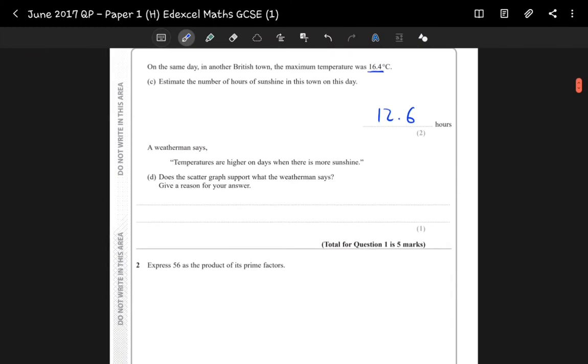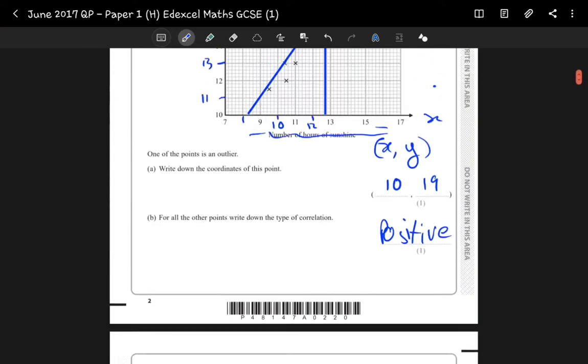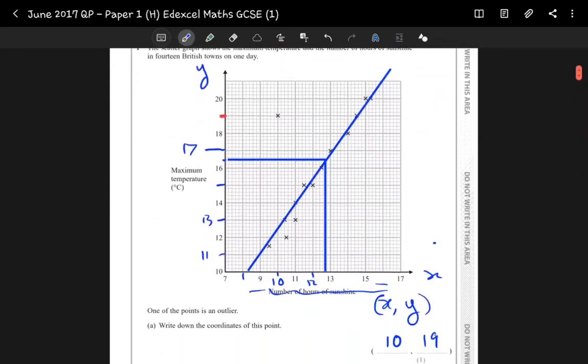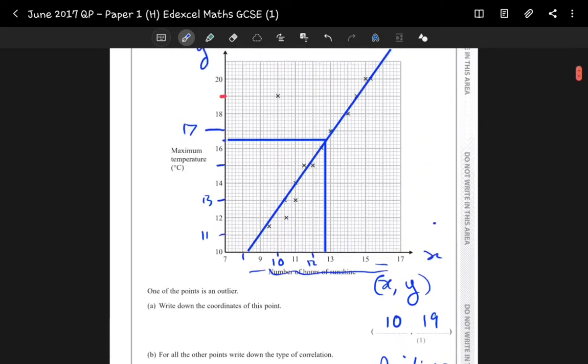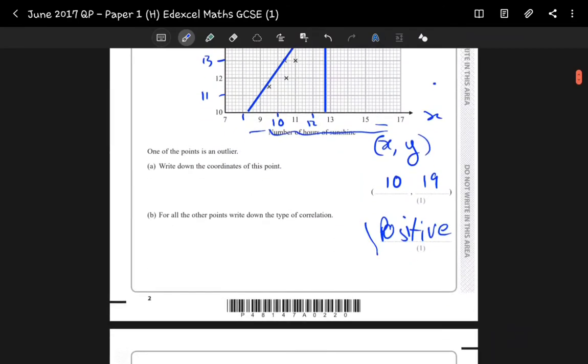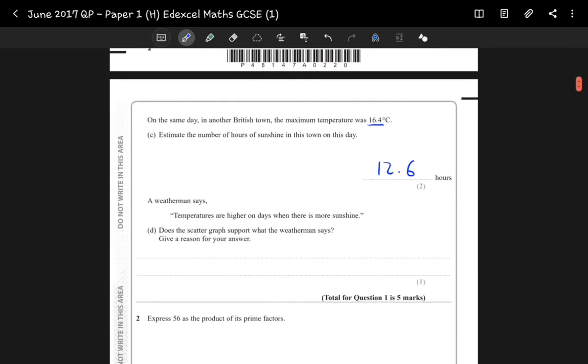So next question. A weatherman says temperatures are higher on days when there is more sunshine. Does the scatter graph support what the weatherman says? Now, the weatherman is basically giving a bit of common sense commentary here. Yes, obviously, if you've got more hours of sunshine, you've got more heat coming off the sun, and then you've got higher temperatures as a result. In other words, positive correlation. We've already really answered this question. In fact, you're getting a free mark here because you're getting the same question but in a different wording.